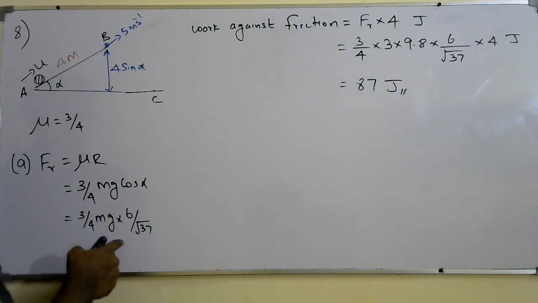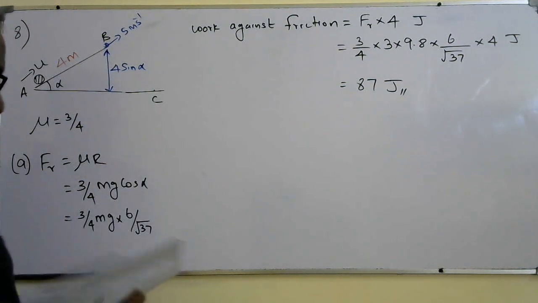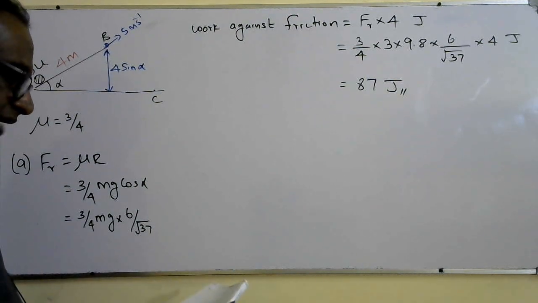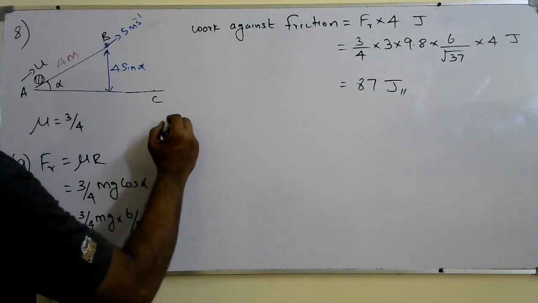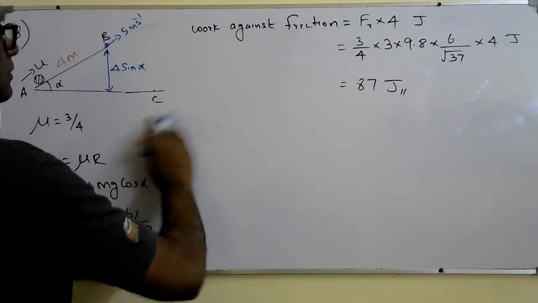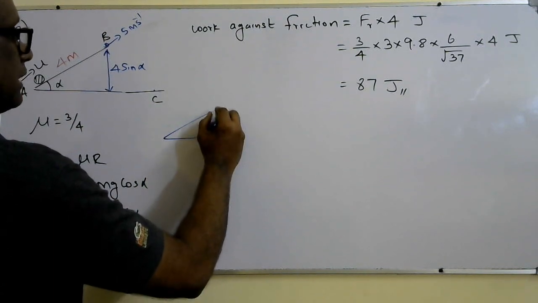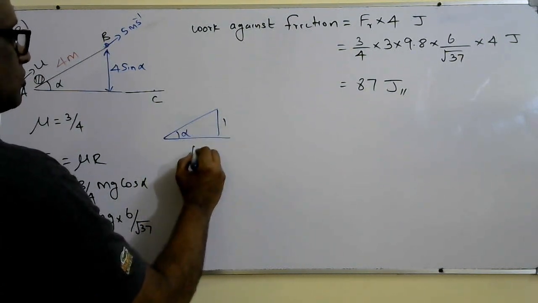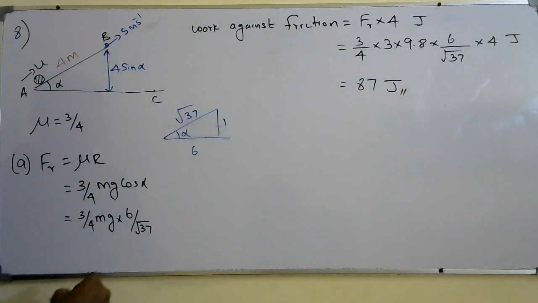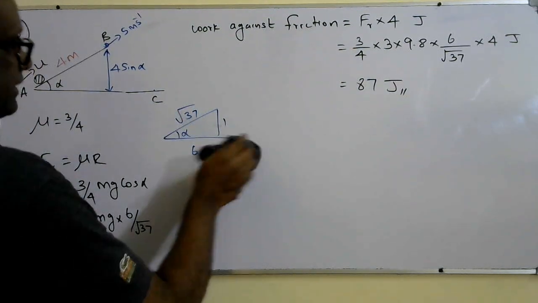So we know cos alpha, we found it. They are giving tan alpha is equal to 1 over 6. So here this is alpha, tan alpha is 1 over 6, this is root 37, which means sine alpha is 1 over the square root of 37.